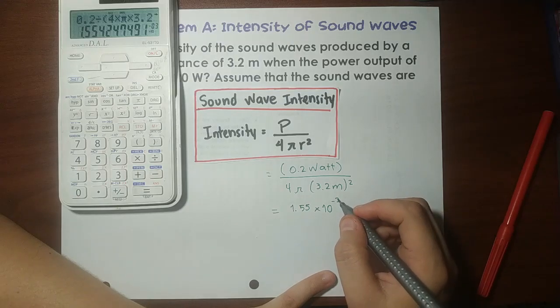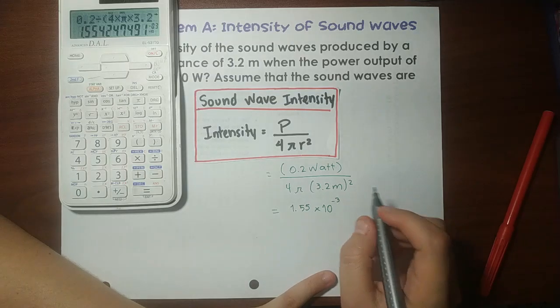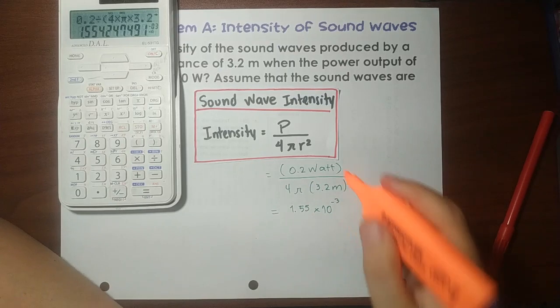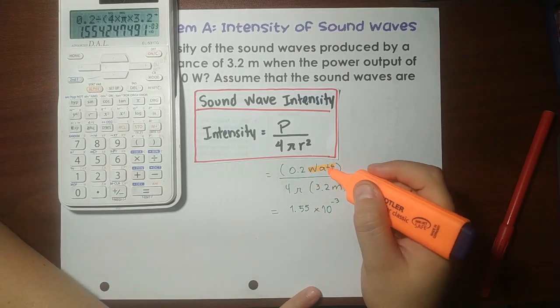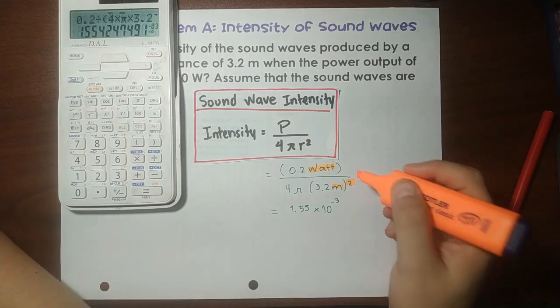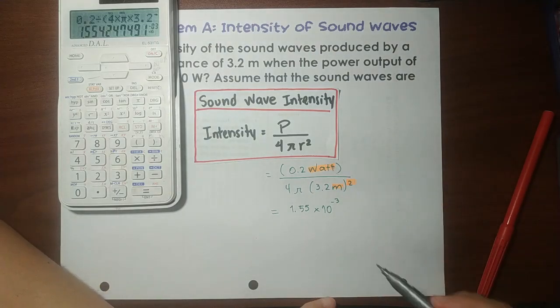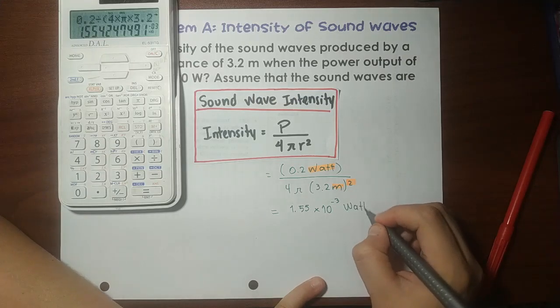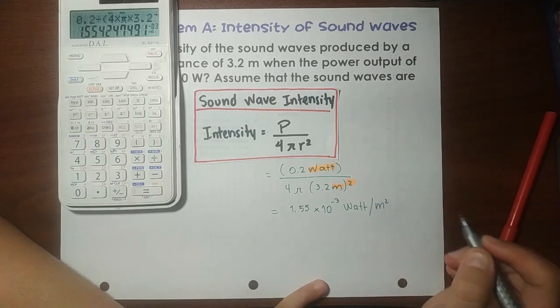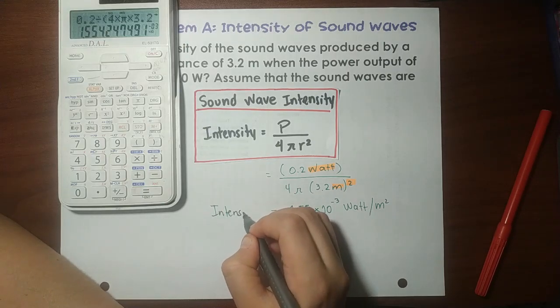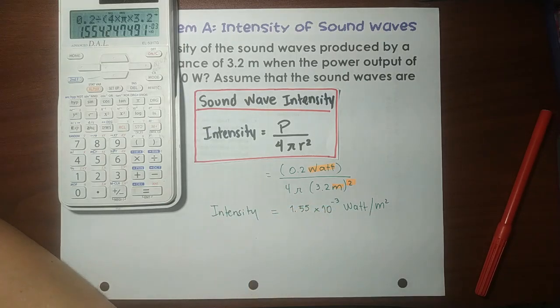Now, how do we measure intensity? Let's analyze the units that we have. We have watts in the top, and we have meters to the second power below. Now, let me tell you, the units for intensity are those two: watt per meter square. So this is the intensity for this problem. And voila, that's it.